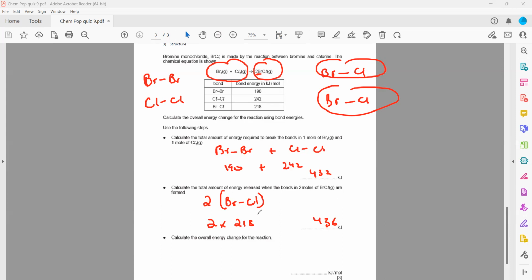What is the overall energy change? How to get the overall energy change? Because the reactant side is the bond breaking side, and the product side is the bond forming side. If we need the energy change, the energy change is bond breaking minus bond forming. The bond breaking is 432 and bond forming is 436. So when we simplify, we'll get minus 4 kilojoule per mole. And if you're getting a negative answer, this shows that this reaction is exothermic. The reactant side is the bond breaking side and the product side is the bond forming side.